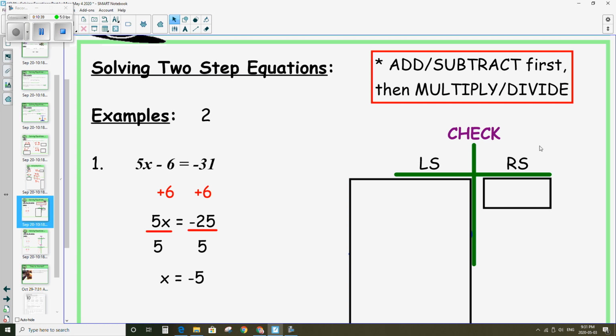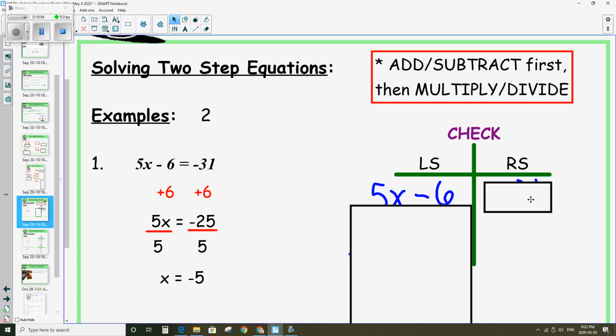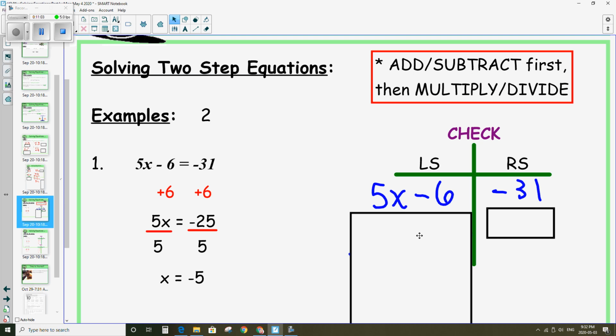What I'm going to do here is I'm going to check to see if that's true. If I plug negative 5 into my equation, is the left side going to equal the right side? That's what I'm going to be checking. So LS stands for left side, RS stands for right side. So in the first line, all I want to do is I want to rewrite the equation, the original equation. What is on the left-hand side of the equal sign? 5x minus 6. So that's what I'm writing under the LS column.